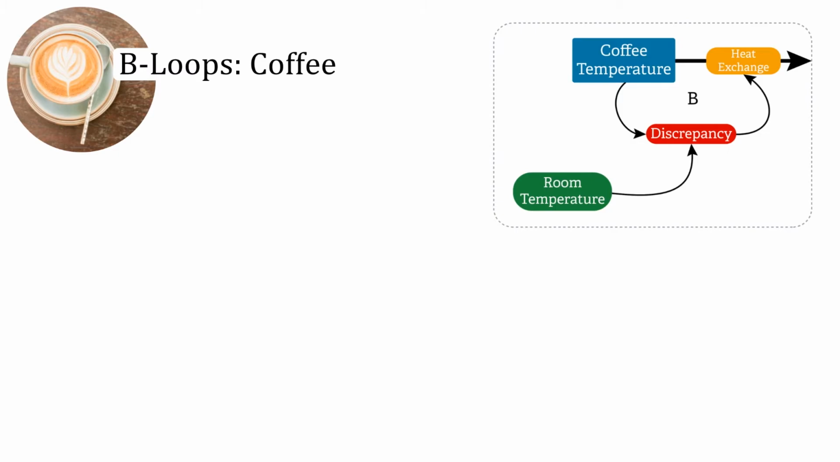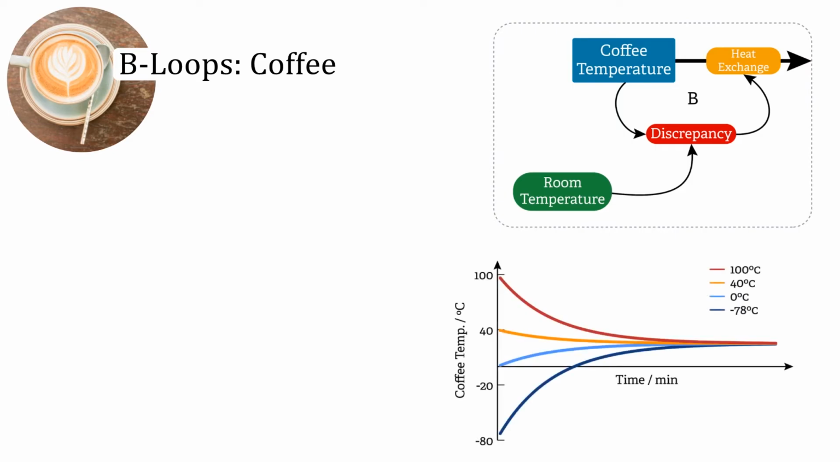The same goes for iced coffee. If the coffee is very cold, then we have a large difference between the coffee temperature and the room temperature. So correspondingly, the heat exchange will be larger than if the coffee was closer to room temperature. We can illustrate this behavior in a behavior over time graph.